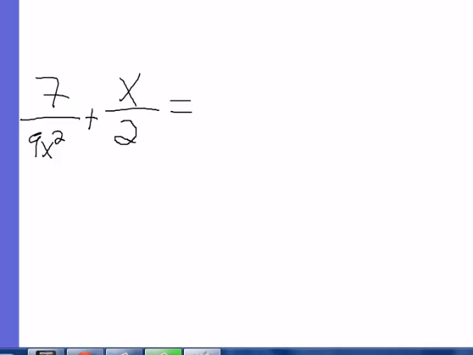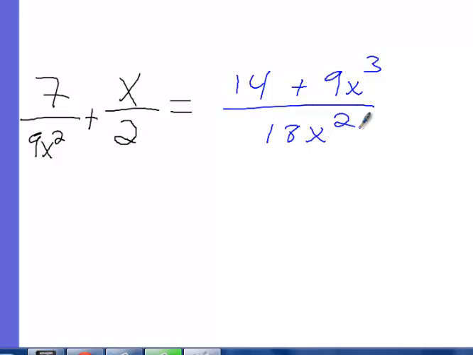All right, so this is where we're going to do the crisscross and get 14 plus 9x cubed all over 18x squared. See if you can follow where those numbers came from. It went 7 times 2, x times 9x squared, 9x squared times 2. So to get common denominators, if you have a monomial in the bottom of each of your fractions, you can use the crisscross to get the common denominator. So you go top left to the bottom right, top right to the bottom left, and then multiply across the bottoms.